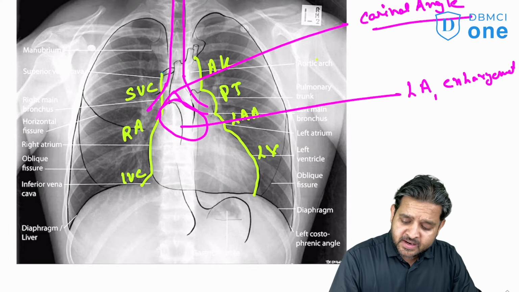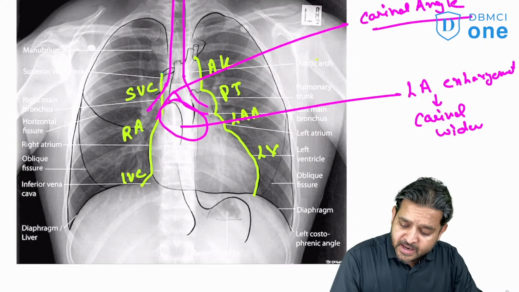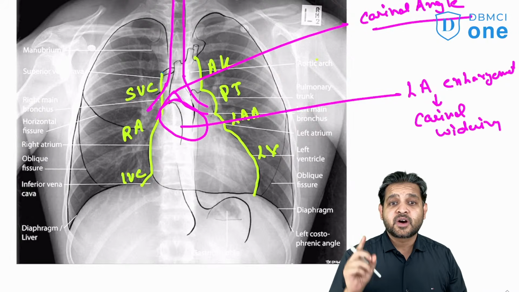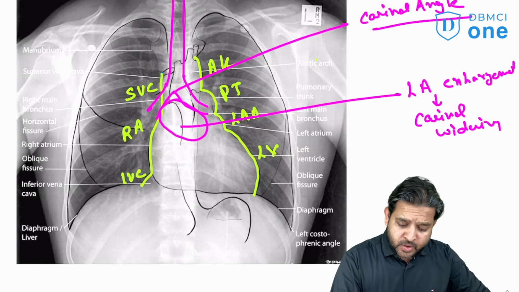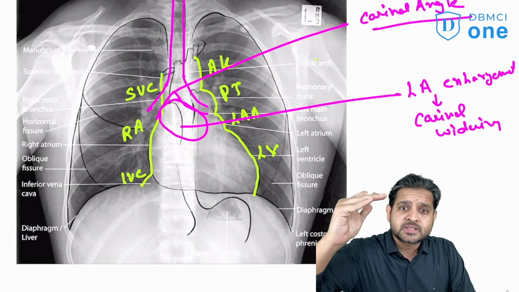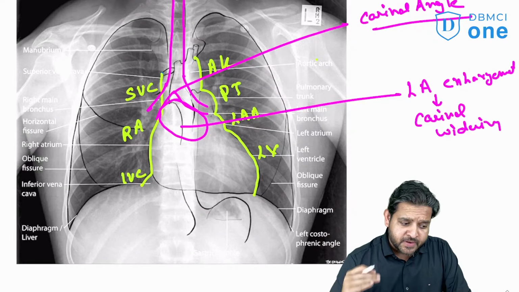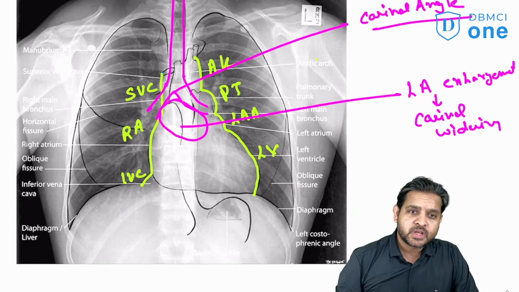Whenever there is a left atrial enlargement, what happens? There is a carinal widening. Carinal widening is a sign of which chamber enlargement? Left atrial enlargement, right? So aortic knuckle, pulmonary trunk, don't forget they are above the left bronchus, whereas left atrial appendage and left ventricle, they are below the bronchus, right? They are below the bronchus.